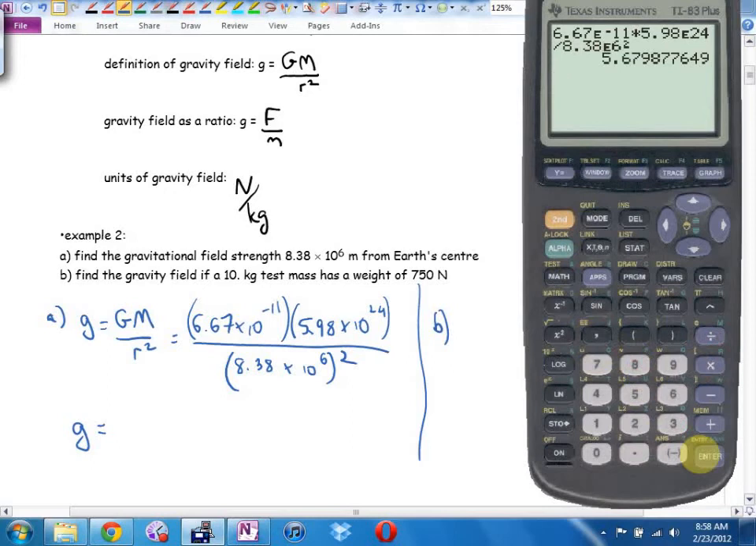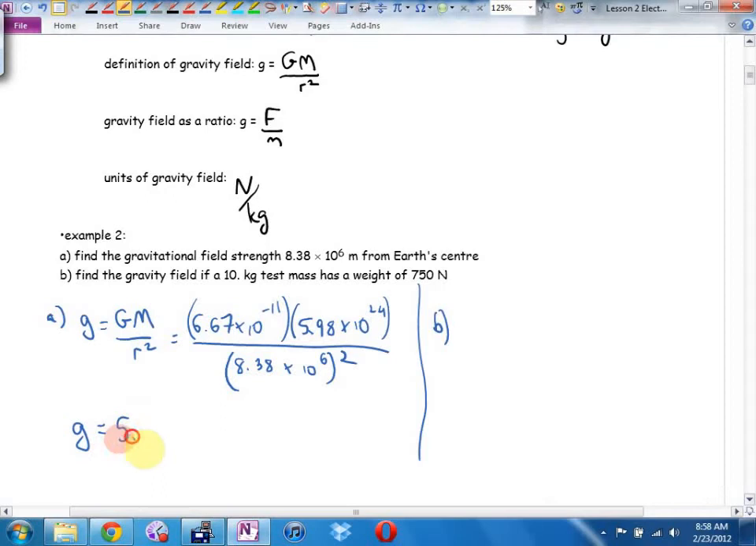5.68. If you were in a space station at this height and it wasn't in orbit, because in orbit you're in free fall, so you don't have a normal force, you feel weightless, you would feel lighter here. Your normal force would be about 2/3 of what it normally is.